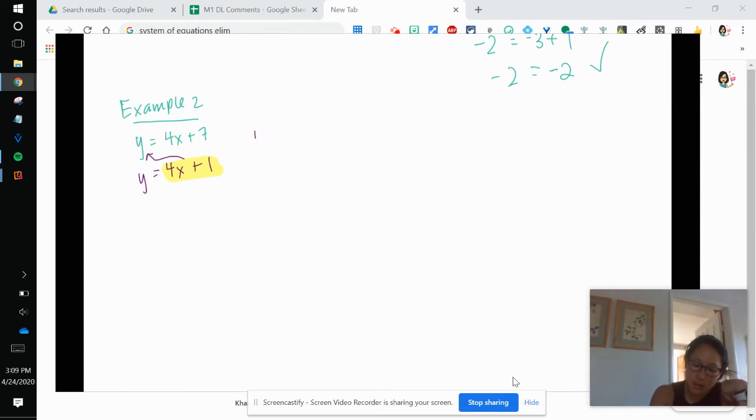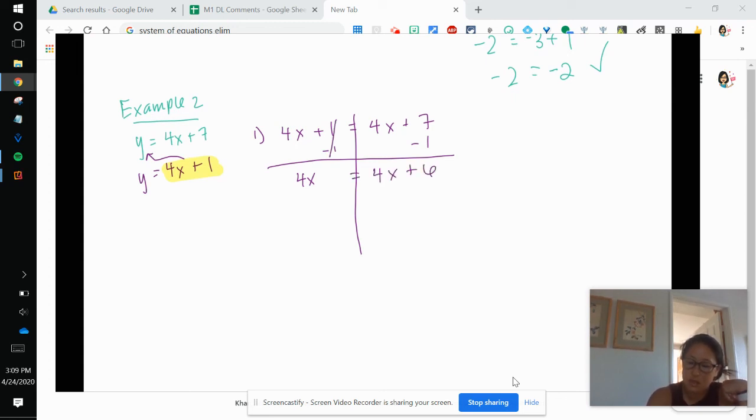Okay, so I'm going to get 4x plus 1, which was y, is equal to 4x plus 7. Solve for x. I get 4x plus 0 is equal to 4x plus 6. I'm going to subtract 4x from both sides to move the x's to the left. And I get 0 is equal to 6.